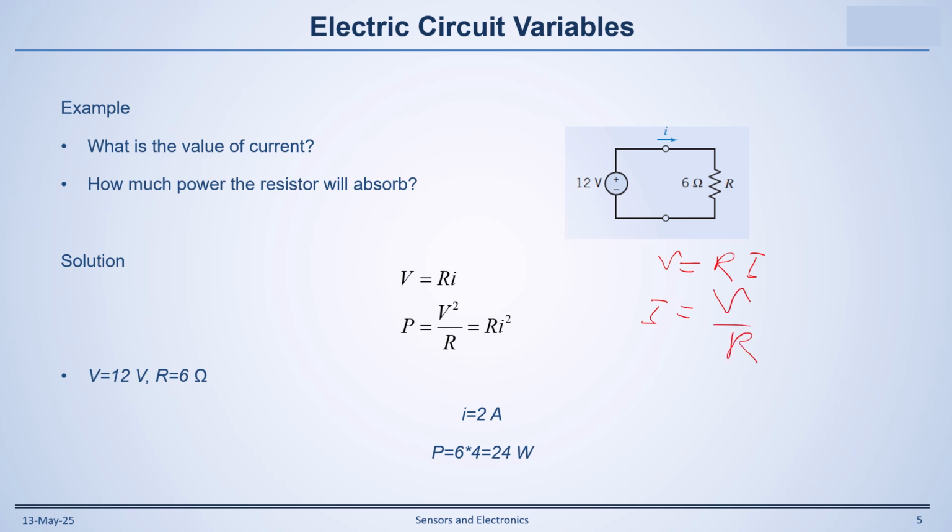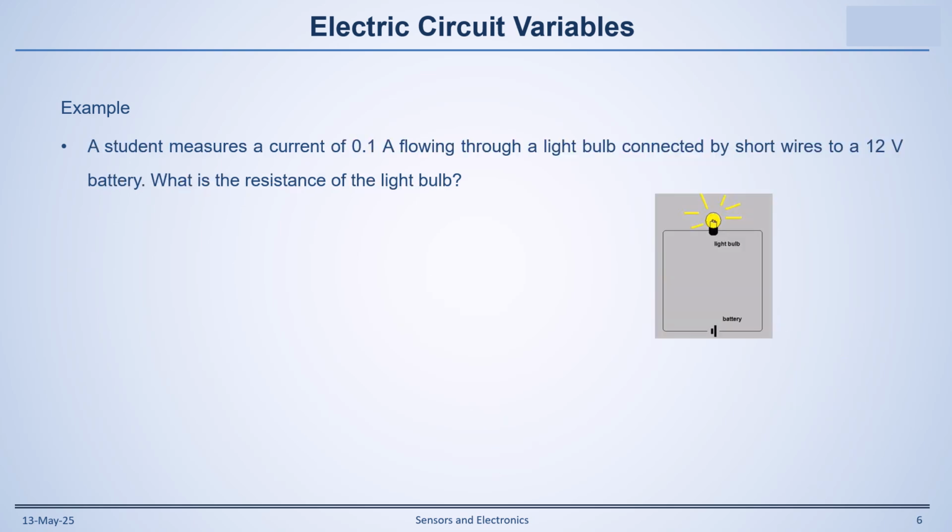So V is 12 and R is 6, so it will be 2 ampere. So this current will be 2 ampere. If we want to calculate the power, we have this equation R I squared, so R is 6, I squared is 4, so totally it will be 24 watts.